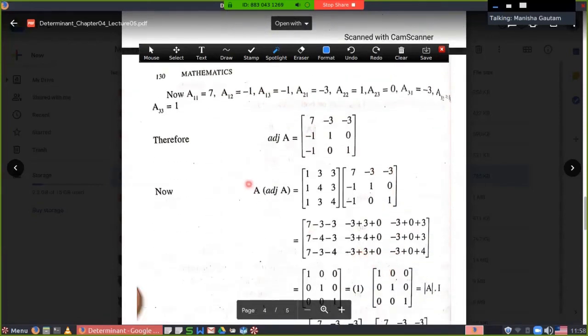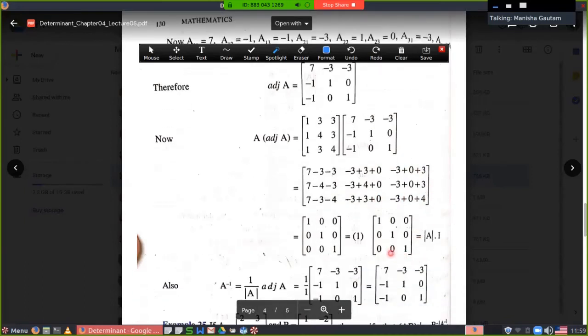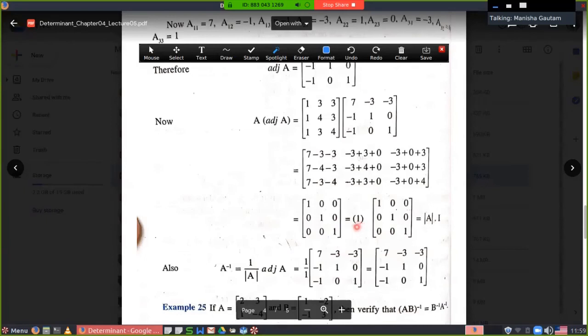Now you have to find out A into adjoint of A. Multiply A by the adjoint of A matrix. For this multiplication, what will you do? Take first row, first column, you will get the first element. First row, second column, you will get the second element. First row, third column, you will get the third element. And you can do the whole multiplication. What will you get? You will get an identity matrix, 1 0 0, 0 1 0, 0 0 1. This is denoted by I.